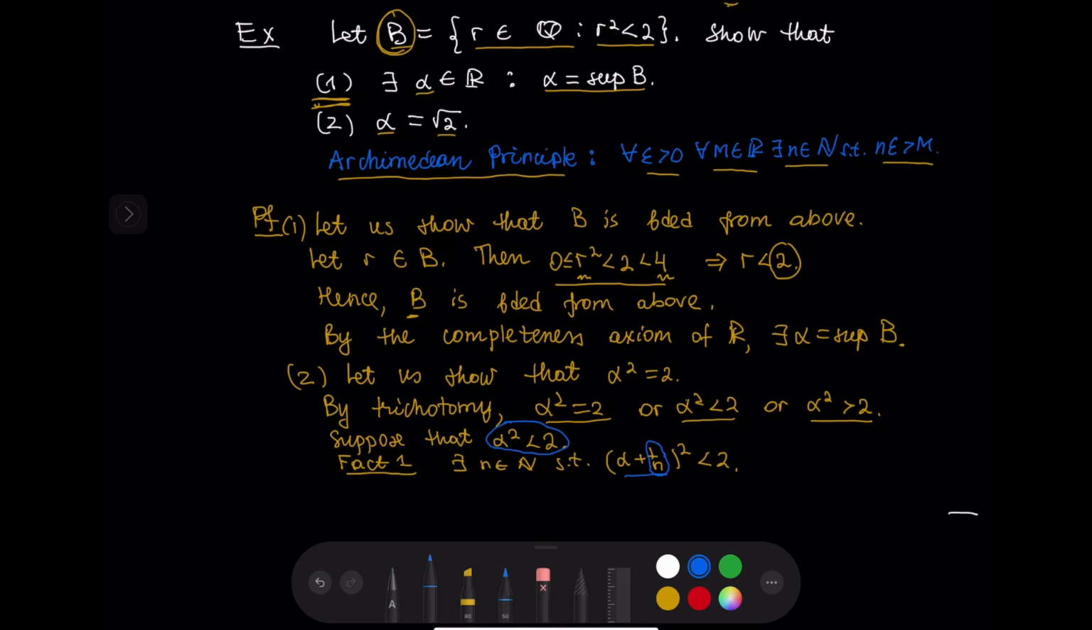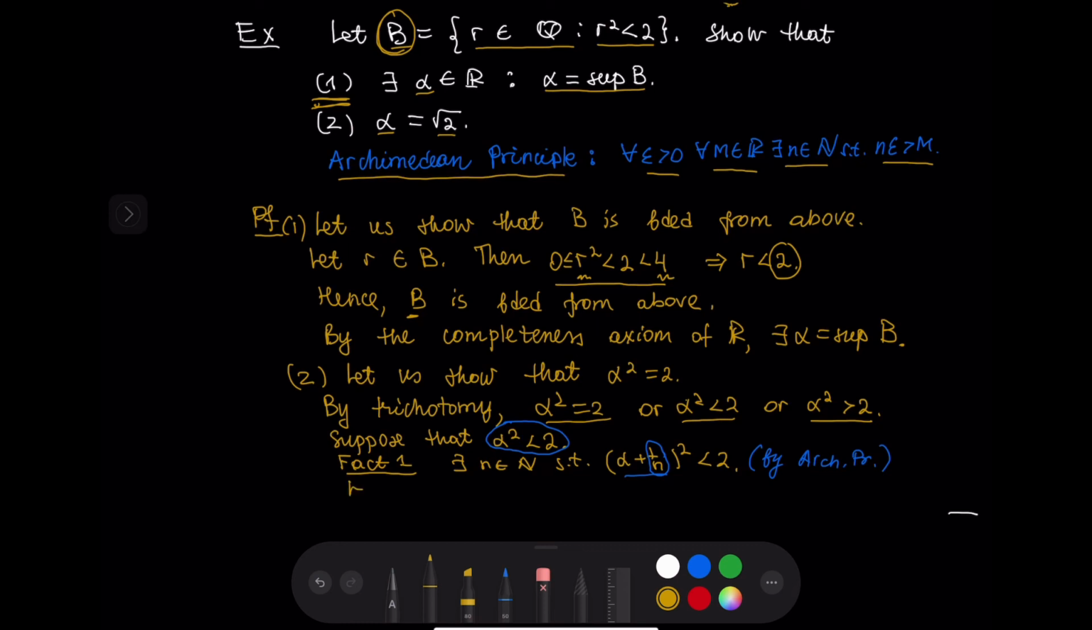However, the complete proof of this fact 1 uses the Archimedean principle. So this is true by the Archimedean principle, and I'm going to leave it as an exercise for you to use the Archimedean principle to show this inequality. Okay, so we have (alpha plus 1 over n) squared is less than 2.